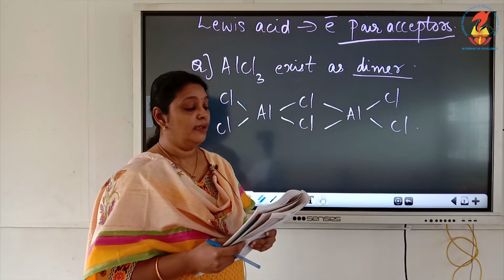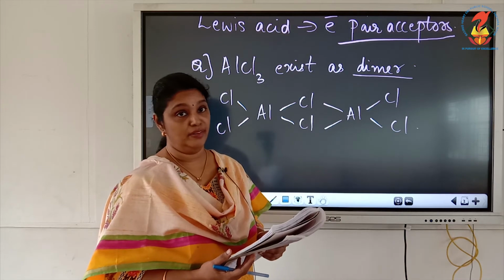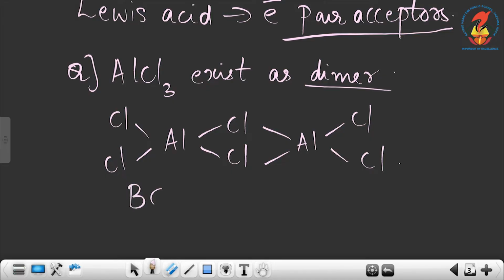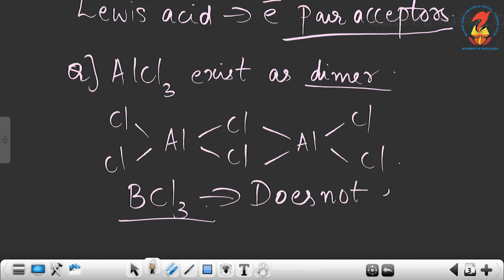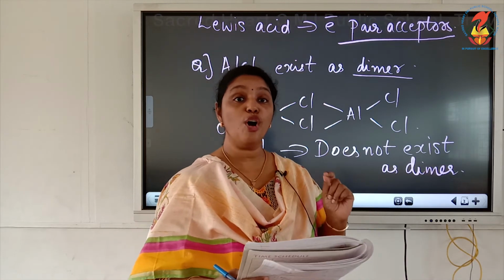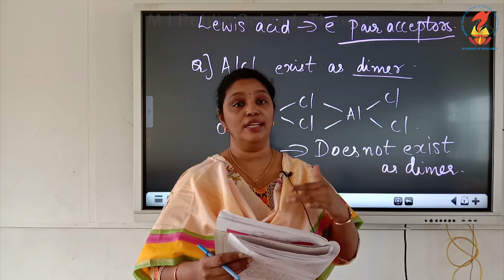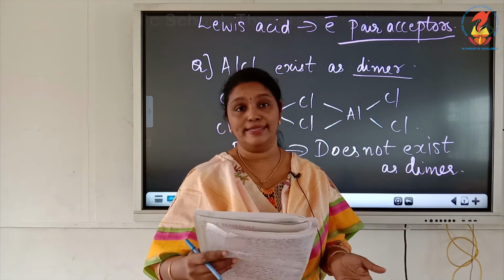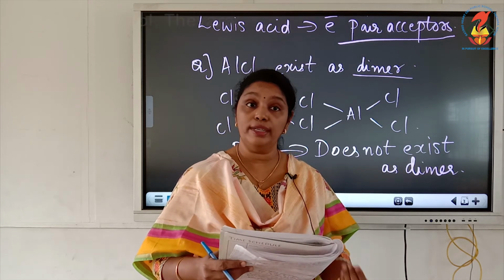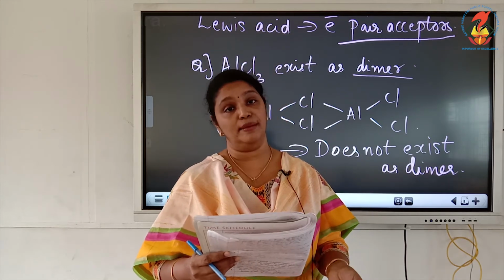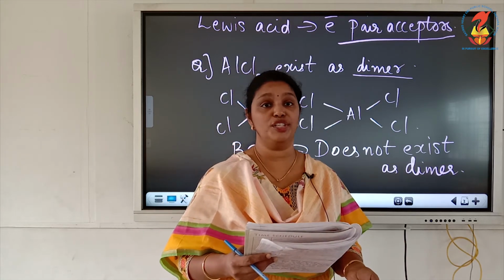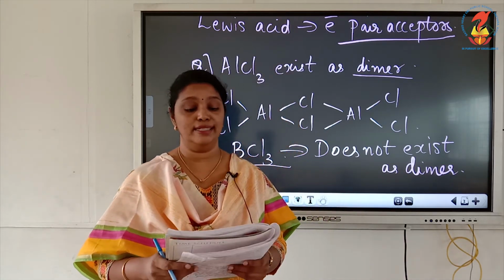Now, the next question is, BCl3 does not exist as a dimer. We know that BCl3 is also an electron deficient compound, but it does not exist as a dimer. The answer is, due to the small size of boron, it is unable to accommodate more halogen atoms around it. So, it cannot exist as a dimer. So, how does BCl3 attain stability? We know that BCl3 is also an electron deficient species.